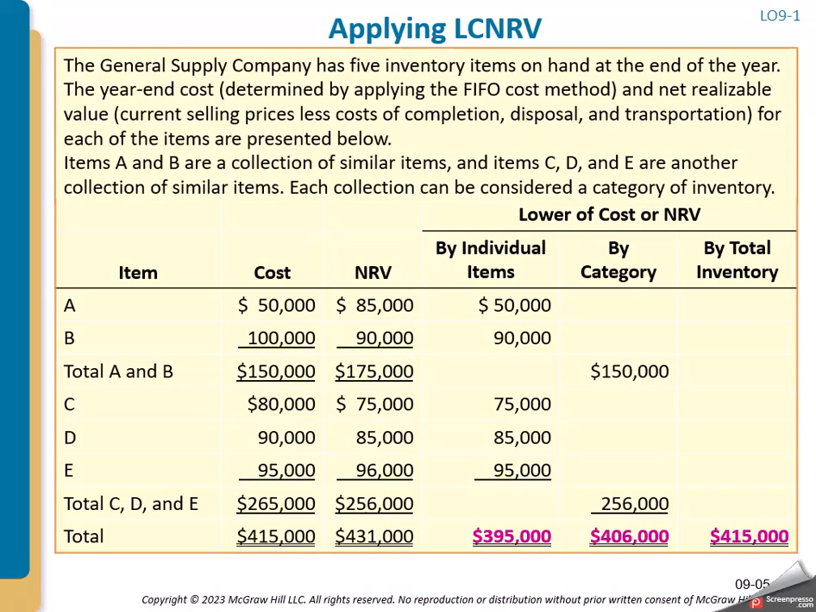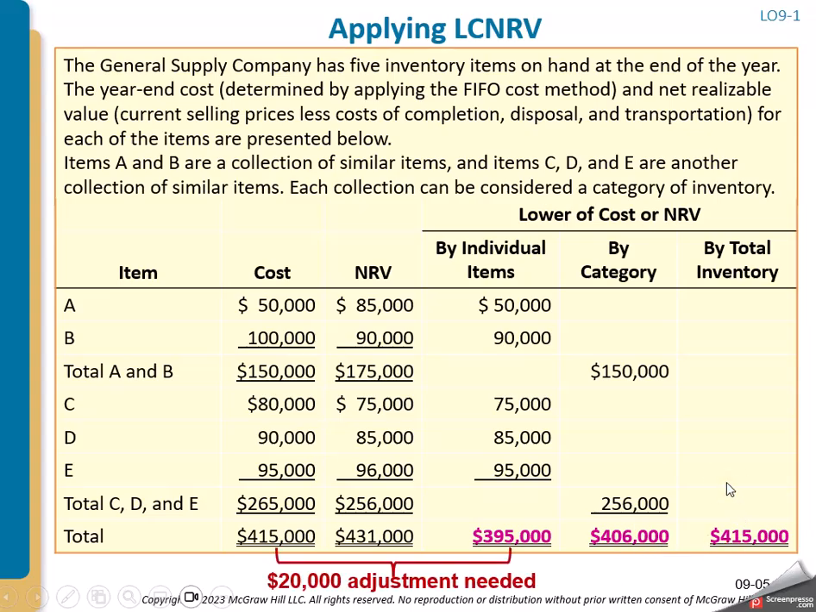Now here it shows us we could do it by individual item. That would be super precise. So a lot of companies don't do that, because think you are Amazon, you're going to have how many items. That would be almost crazy to do. Or you could do it by category, or you could do it in total. So that's what these three pink are, the totals of lower of cost or market if we did it by individual item, by category, or by total.